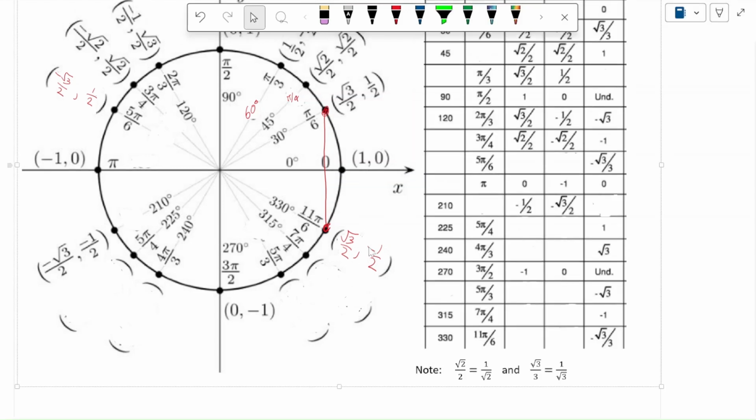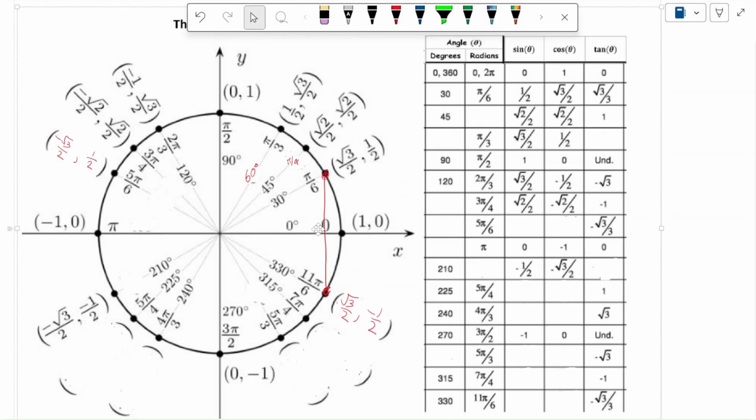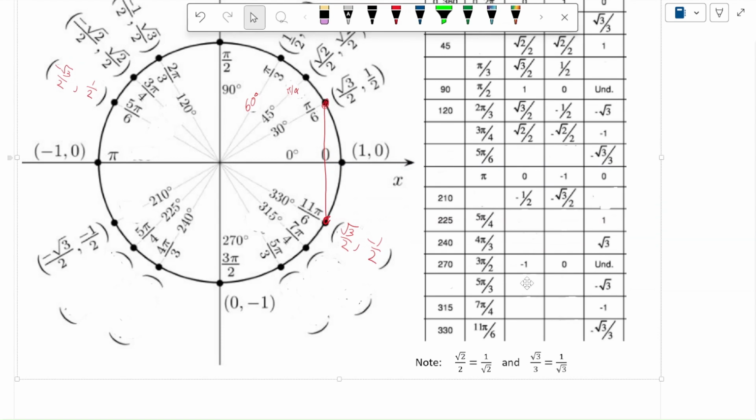minus half. If you want some practice, I'd actually recommend that you pause the video and try and fill in all the gaps on this unit circle. There's a few missing points, and if you want, you could fill in what we just found here. So the sine value would be root 3 over 2 there, and the cos value would be minus a half.